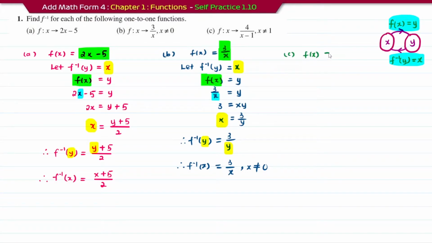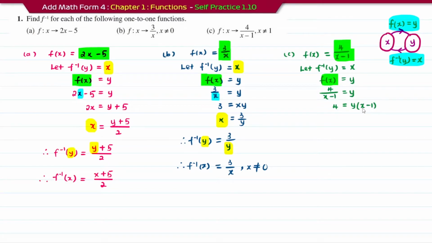The function f of x is equal to 4 over x minus 1. So first, let the inverse f of y equal to x. Therefore, the f of x is equal to y. So the f of x here is equal to 4 over x minus 1. Now I'm going to move this x minus 1 to the other side. So it will be y multiply the x minus 1.